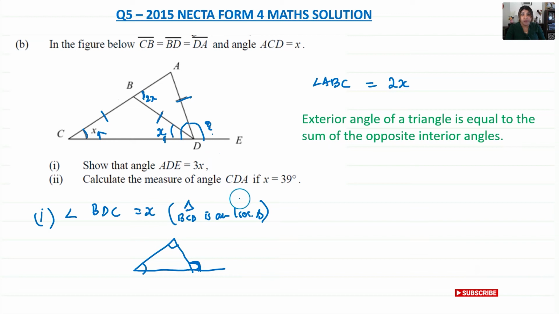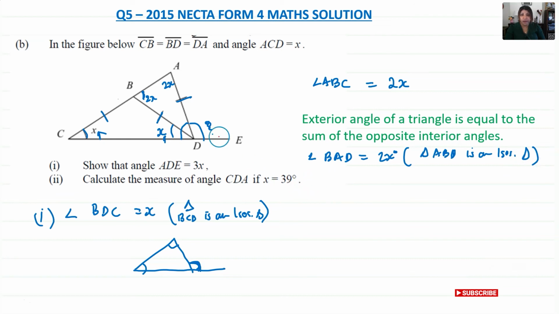Now what else do I know? I know this angle is going to be 2x. So that's angle BAD. And what's the reason? Well, triangle ABD is an isosceles triangle. So I'm going to say angle BAD is equal to 2x because triangle ABD is an isosceles triangle.